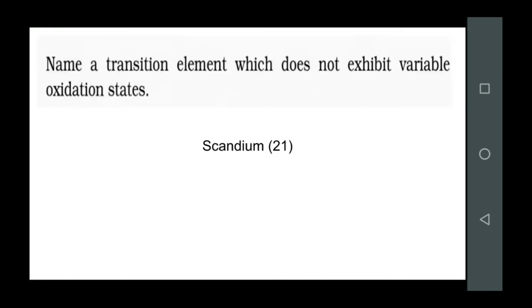Understood? Another question is here, name a transition element which does not exhibit variable oxidation state. You can see the answer is already presented here, scandium 21. But before just writing the answer, we should also be able to know why we are saying that scandium is the transition element with only single oxidation state. Here we are talking about the 3d series, the first transition series.